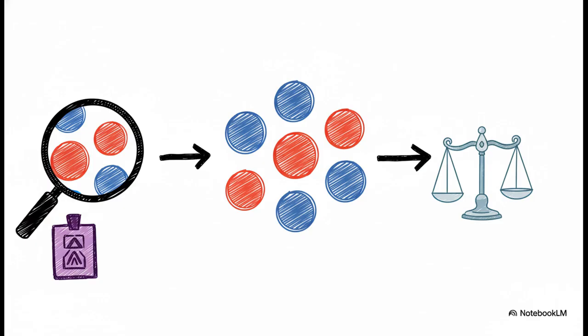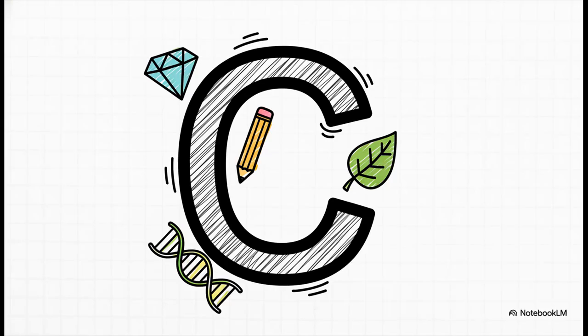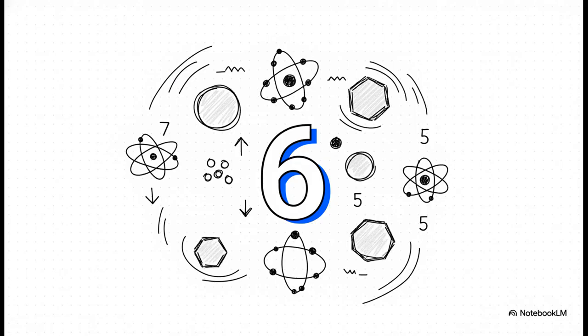Then you have the mass number. This one's much simpler. It's just the number of protons plus the number of neutrons. It basically tells you the total weight of the nucleus. So all this theory is great, but let's put it into practice. We'll use a famous element, one that's absolutely essential to life as we know it, carbon. 6. That's it. That's carbon's fingerprint.